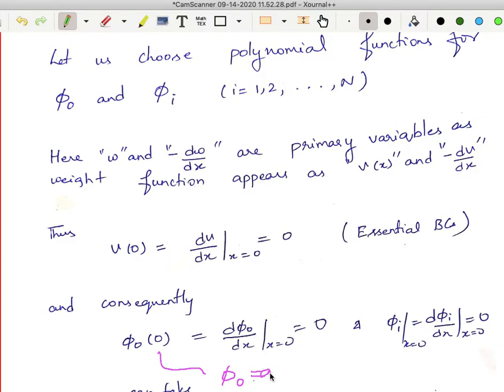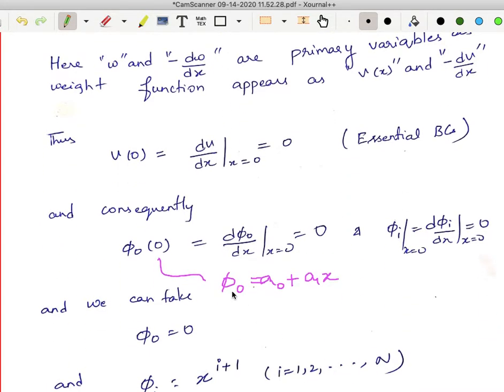Phi naught we can consider as a naught plus a1 x. Now in this particular case we need phi naught at 0 to be 0, which means a naught would be 0, and d phi naught by dx at x equal to 0 should be 0, which will give a1 equals 0. So phi naught will simply be equal to 0. Now because we are already considering the 0th order and first order terms in phi naught, phi j will start from which order?